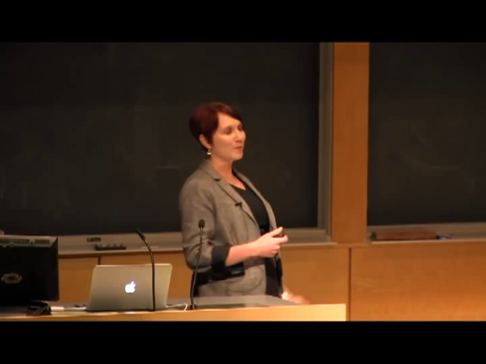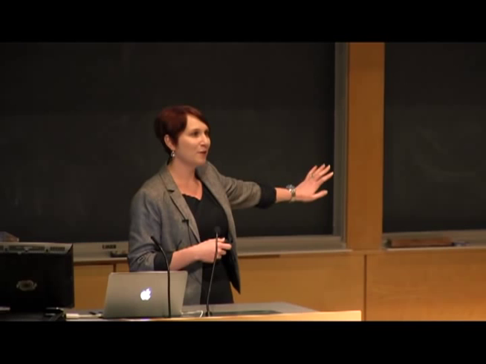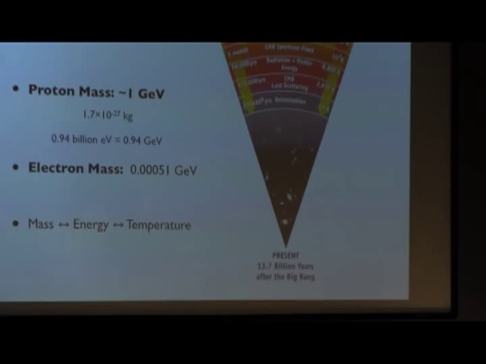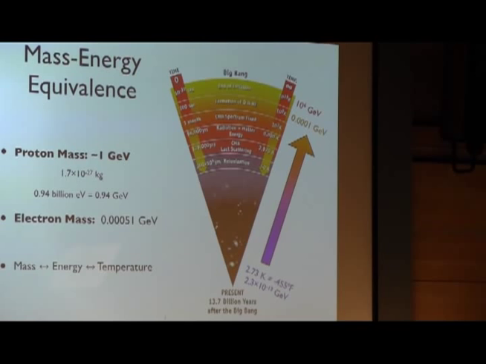So today, the universe is a very cold place on average. But if you think back into the early history of the universe, you've probably heard before that the universe was very hot and dense in the beginning. So if we think back before galaxies formed, before stars formed, into the very early universe, we can associate energies with these temperatures in the early universe. Today, the temperature on average in the universe is about 2.7 Kelvin, but that's like 2 times 10 to the minus 13 GeV, very small.